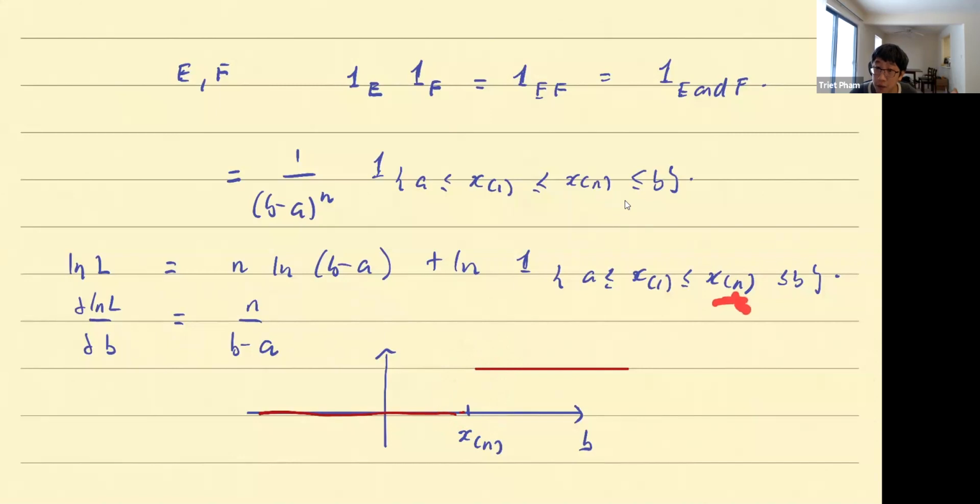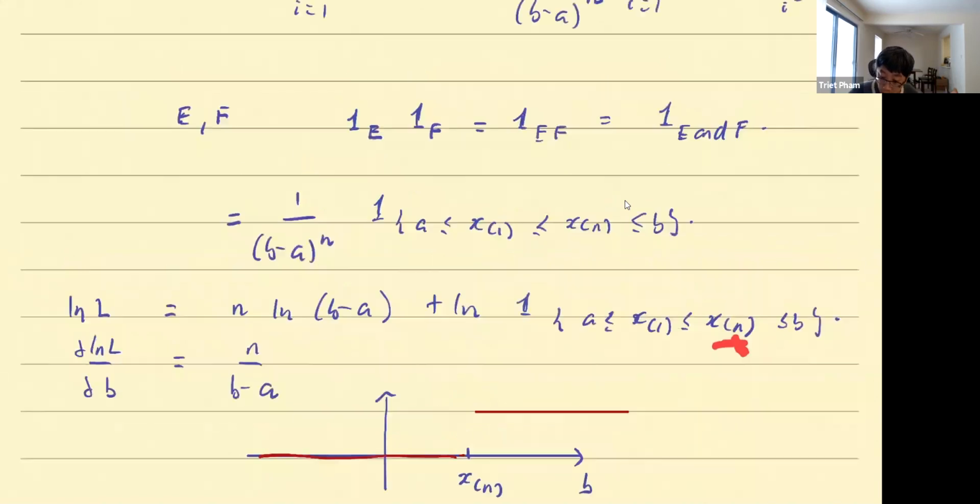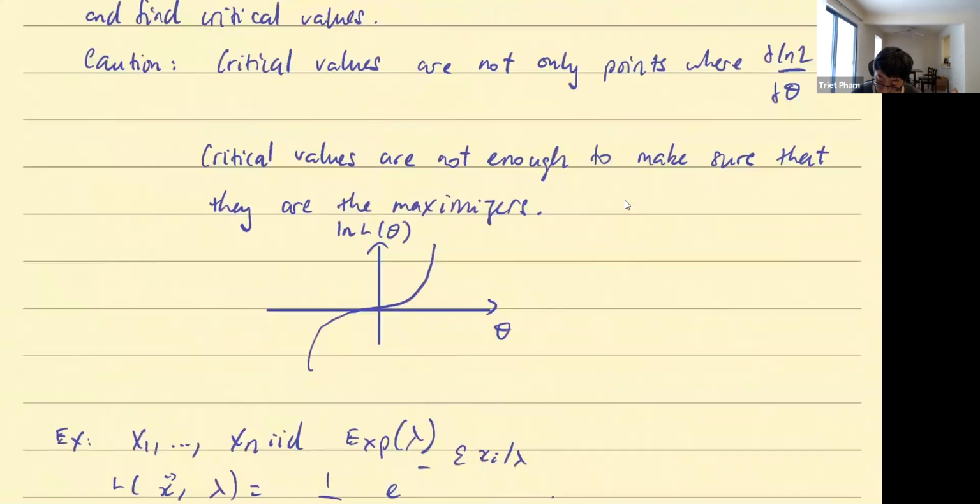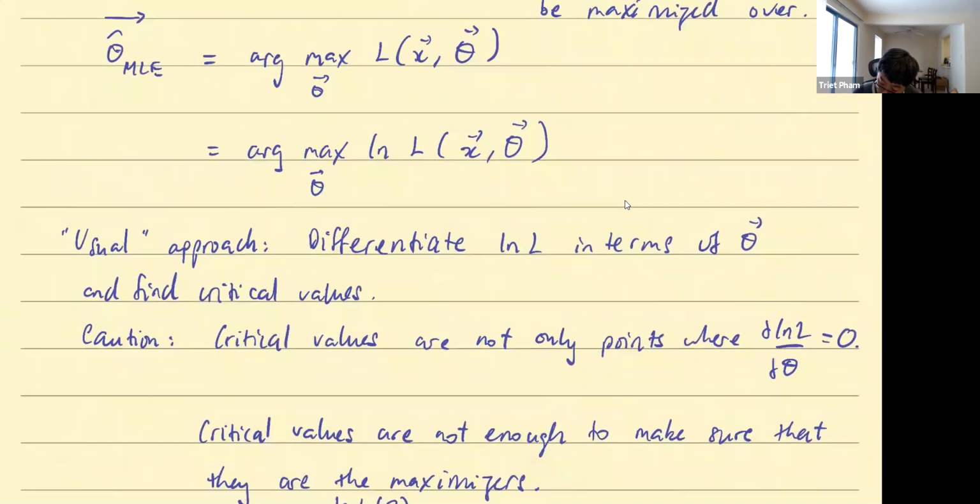So actually, go back to what I said. Remember, I said the caution: critical values are not the only points where the derivative equals 0. If you go back to your calculus knowledge, once upon a time, there are exotic ones. Critical values are points where the derivative equals 0 or is undefined. Look it up, it's very interesting.